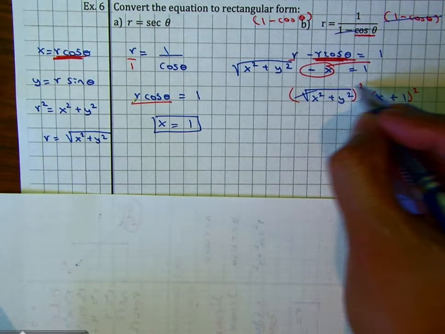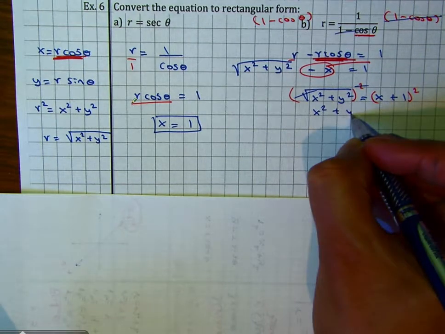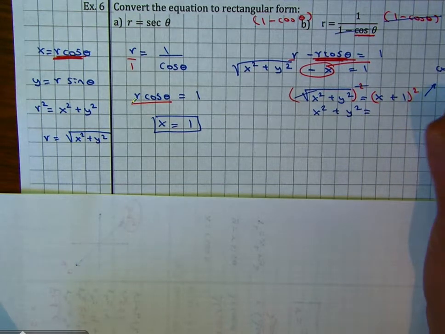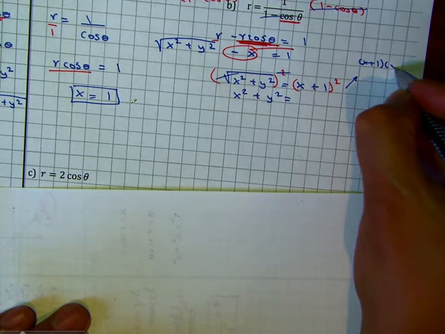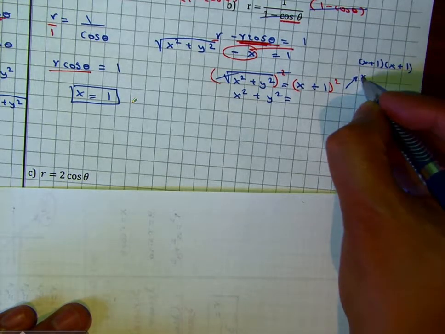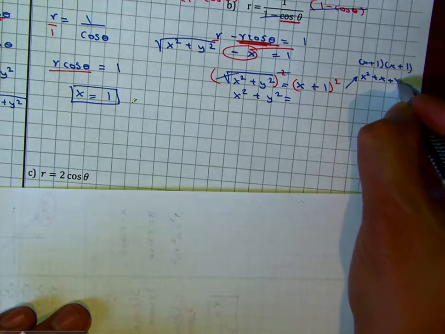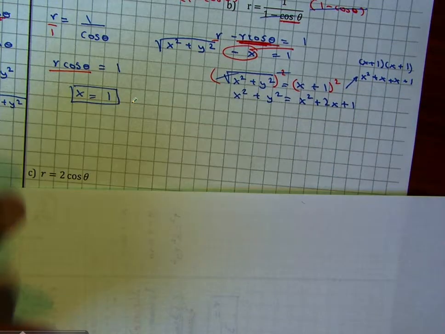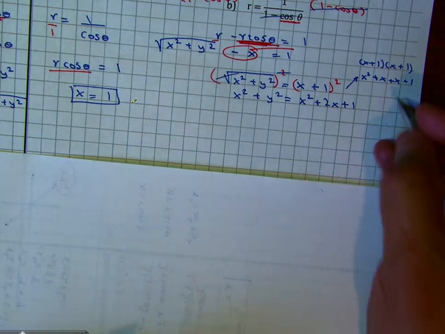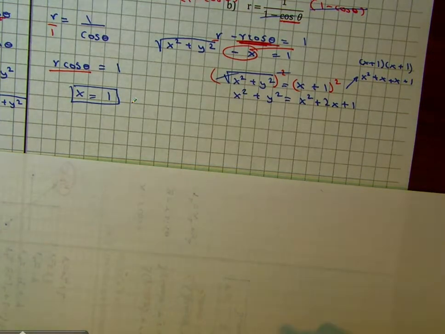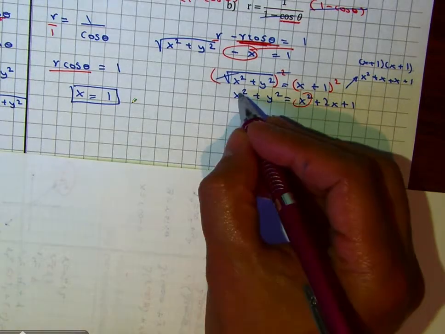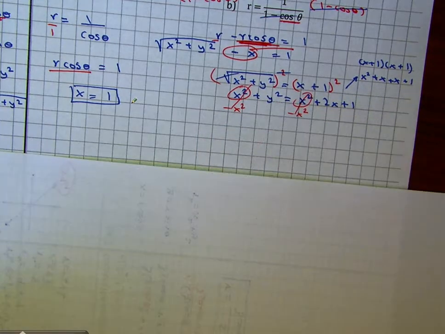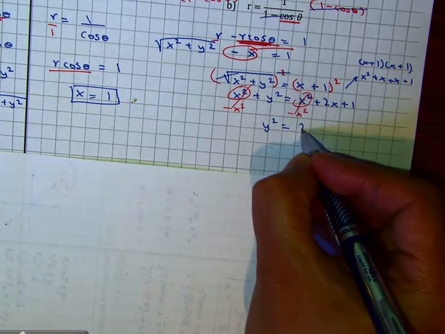The square root and the square cancel, so I have x squared plus y squared equals. I'm going to multiply this out. Remember that whenever you multiply it out, we have x plus 1 multiplied by x plus 1, which gives me x squared plus x plus x plus 1. So this gives me x squared plus 2x plus 1. Most of you can do it without expanding it. And now I can cancel my x squared, so minus x squared on both sides. They both cancel. So I have y squared equals 2x plus 1.